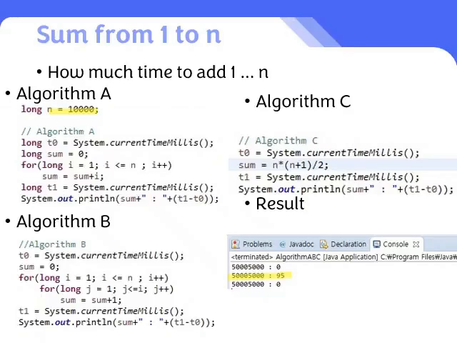And that's with n being only 10,000. What if n was 100 million? So for B, I don't think it would have finished even by the time we got off work.